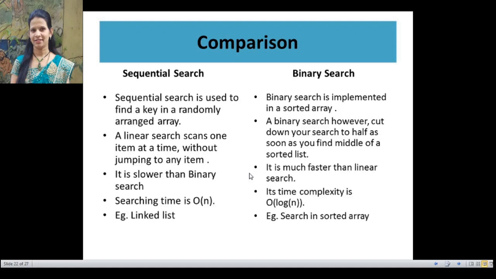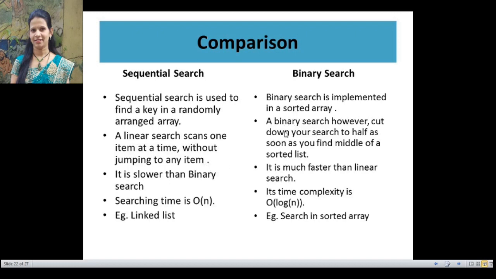Here is a comparison between sequential search and binary search. What is sequential search? Here we are searching the element sequentially. And in a binary search we are searching the element either in the upper part or in the lower half. Sequential search is used to find the key in a randomly arranged array. Here the elements are not in a proper order. But when elements are in a proper order, we use the binary search. A linear search scans one item at a time without jumping to any item. Here we are comparing each and every item with our key element.